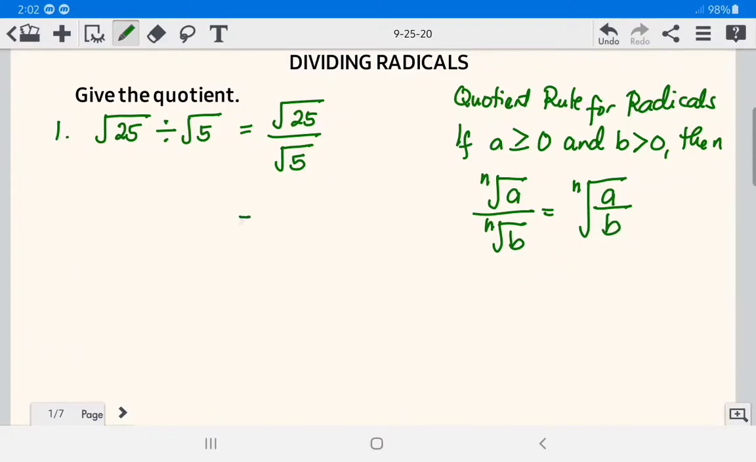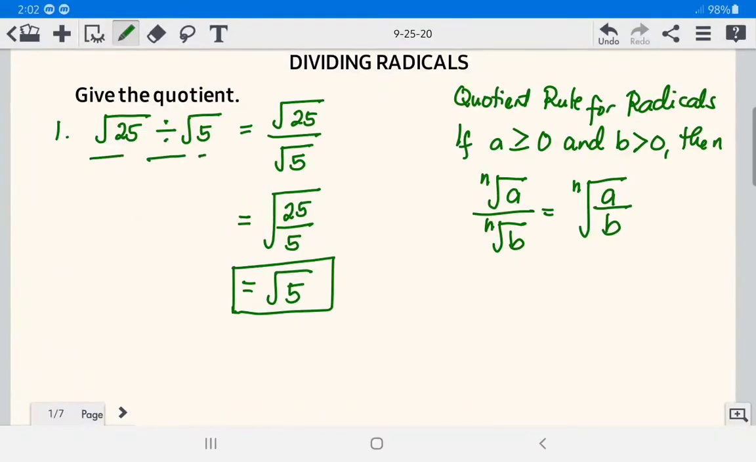Okay, so we have the square root of 25 divided by 5. This is equal to the square root of 25 divided by 5. We have 5. Now, since that 5 is not a perfect square, this is the answer. This is the simplest form of number 1 example, or the quotient of the square root of 25 divided by the square root of 5.